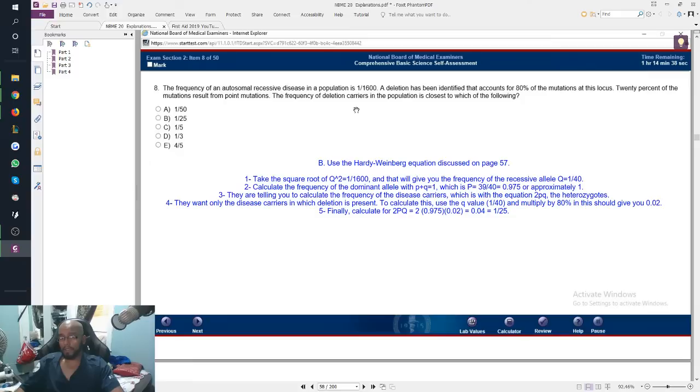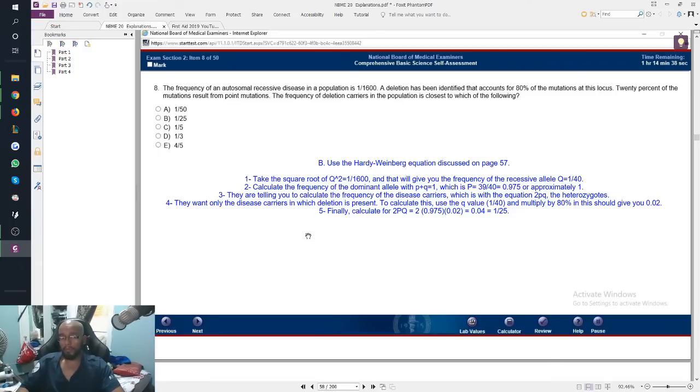Right? The frequency of deletion carriers in this population is closest to what? Well, a deletion is only in 80% of the people. That's it. So you get the people, and then you get 80% of it, and you're done. Alright, so that was a pretty weird question. I'll definitely give it that. It was a weird question. But if anything, you want to be able to at least calculate the q squared, 2pq, all of that stuff. Make sure you know how to do that.